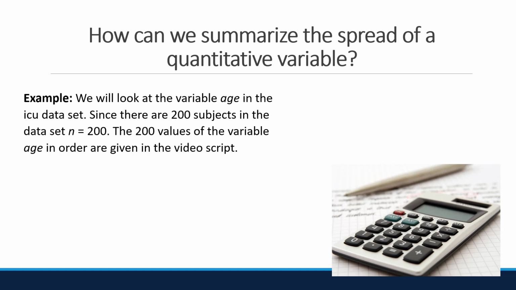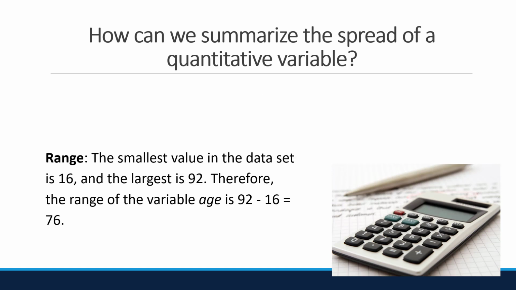Example. We will look at the variable age in the ICU dataset. Since there are 200 subjects in this dataset, n is equal to 200. The 200 values of the variable are given in the video script. Range. The smallest value in the dataset is 16 and the largest is 92. Therefore, the range of the variable age is 92 minus 16, which is equal to 76.